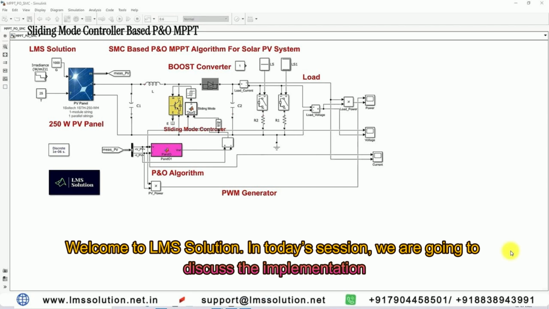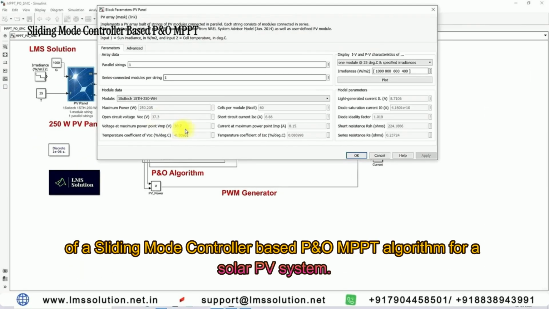Welcome to LMS Solution. In today's session, we are going to discuss the implementation of a sliding mode controller based P&O MPPT algorithm for a solar PV system.